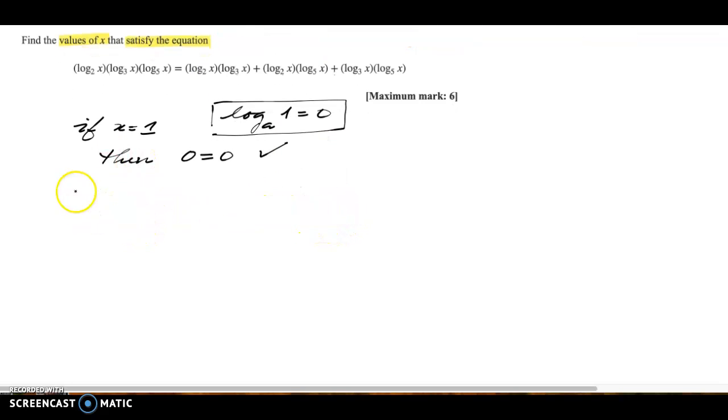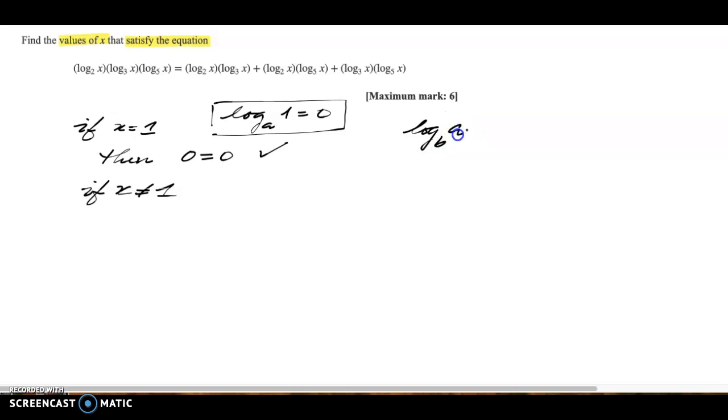But what's another one? If x is not equal to 1, what else could it be? Well, here is a helpful hint. You're going to need the change of base. So what's the change of base?